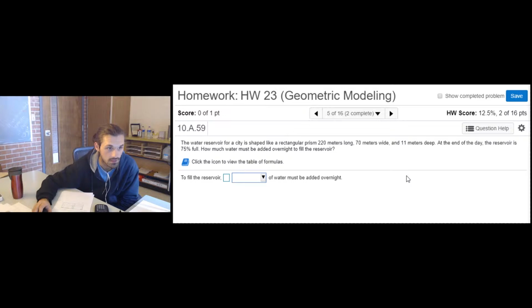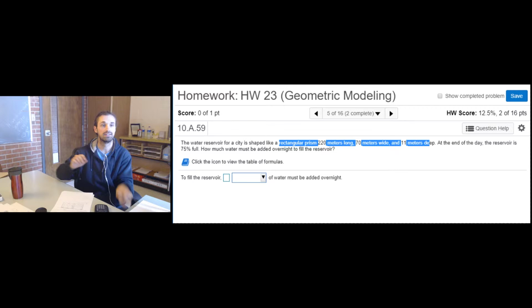Okay, so recognize at the end of the day, the reservoir is 75% full, which means we have to fill it back up. It will take 25% of the overall volume to fill it back up. So we need to find the volume of this rectangular prism and then take 0.25 multiplied by that volume to figure out how much we need to add to fill the reservoir overnight.